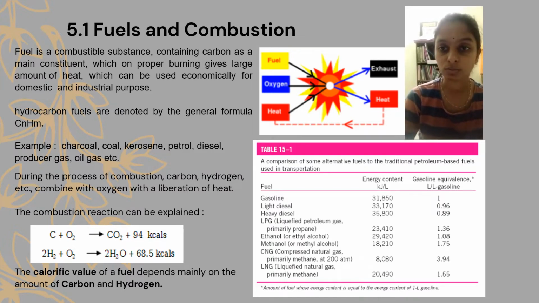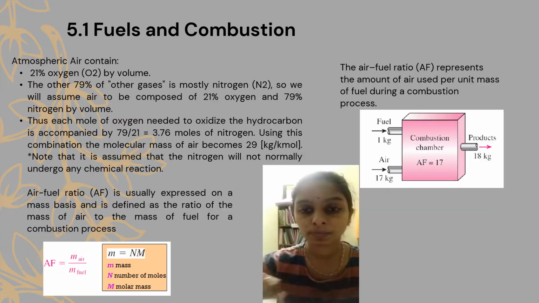The slide shows the process of combustion, which is the combining of a fuel with oxygen with a liberation of heat. The reaction can be explained with the formula shown in the slide. And there is a figure showing the process of combustion. There are two types of air. Atmospheric air contains 21% oxygen by volume.